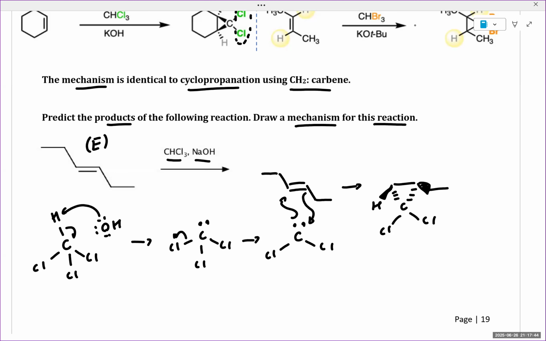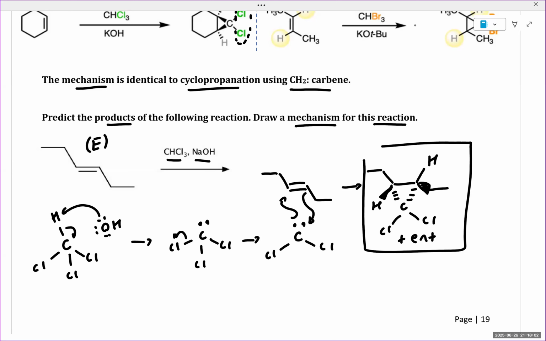Notice that in this case, the ethyl groups are on opposite faces to one another. This molecule is not meso, it is not symmetrical. So we get a single product, plus it's an enantiomer.